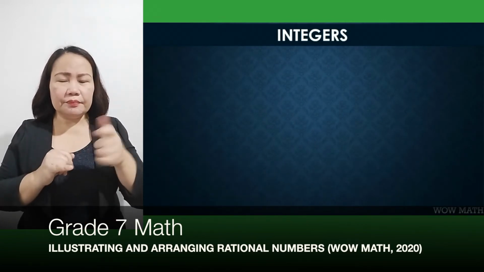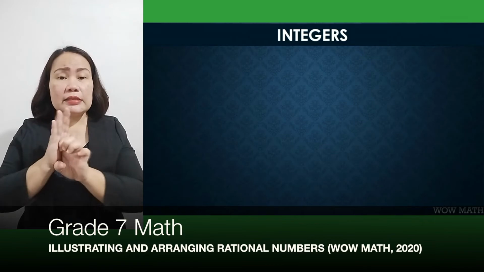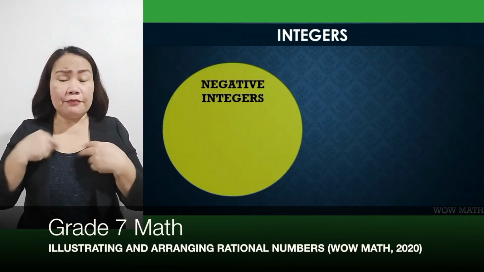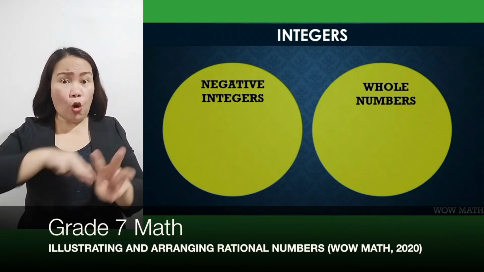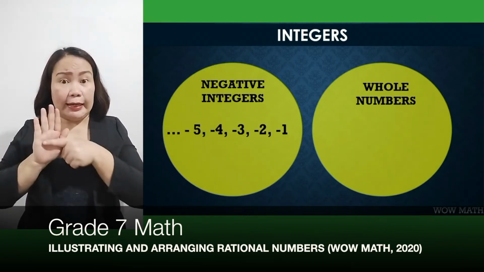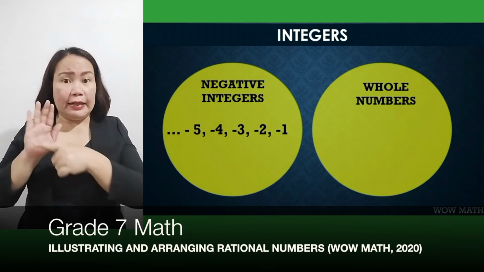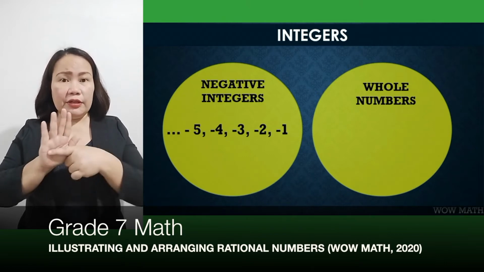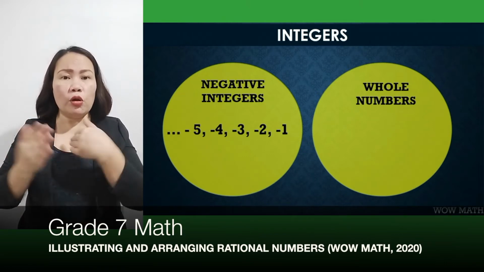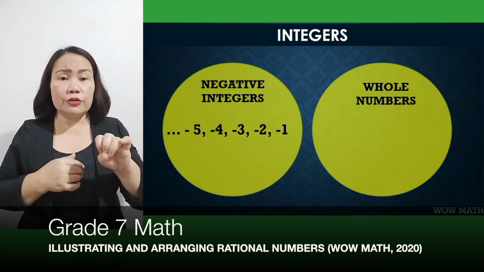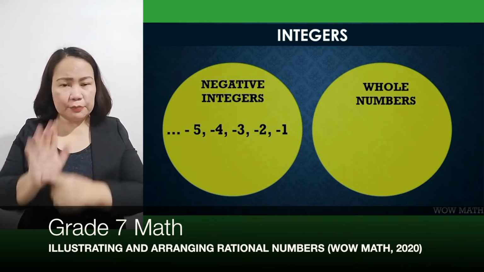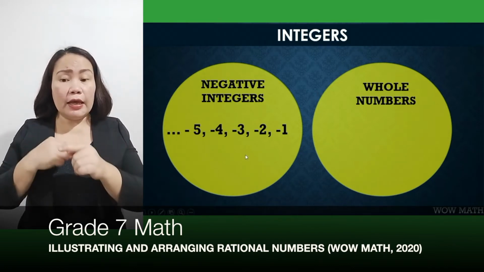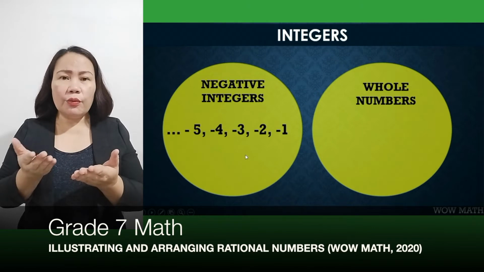So what are integers? So this is one of the examples of rational numbers. So let me explain. We have negative integers and whole numbers. So under negative integers, meron tayong negative 5, all negative numbers, syempre. Now, bakit siya? Why do we consider negative integers as rational number? Diba? A rational number should be expressed in the form of A over B. Now, I only have here negative 5. So, where is your B?